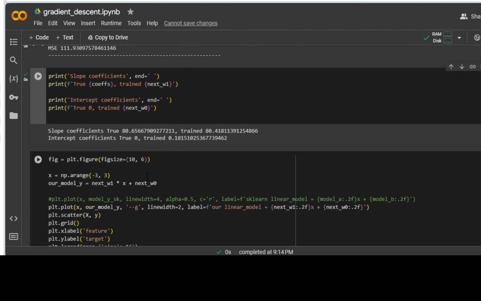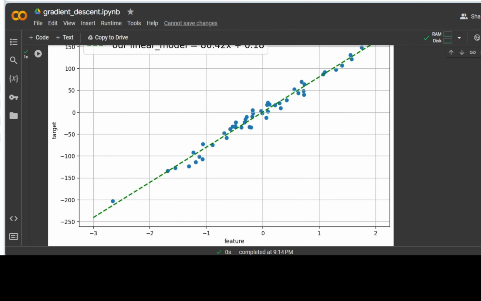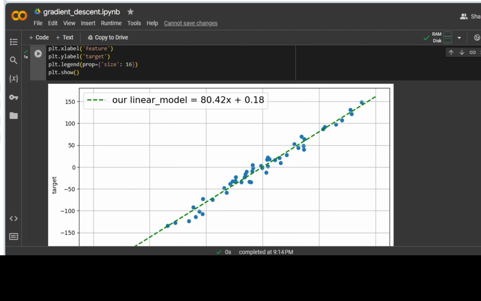Let's compare the obtained coefficients with those generated with the data. Exactly, we obtained exactly the same metric that was obtained by linear regression, and they're very similar. These visualized curves are layered on top of each other.